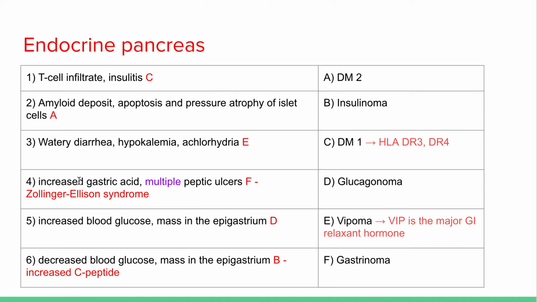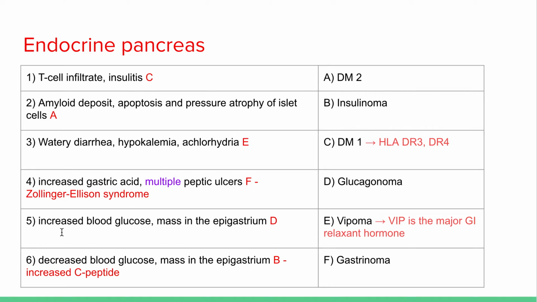Number 4 is increased gastric acid. So you're making too much gastric acid. This is your gastrinoma. And what you see with this is multiple peptic ulcers. And we call this the Zollinger-Ellison syndrome, where we see multiple peptic ulcers in the presence of a gastrinoma. The reason I highlight this multiple is because if it's Zollinger-Ellison or too much gastric acid, it's multiple peptic ulcers. However, if you have an H. pylori infection, it's usually just one peptic ulcer.